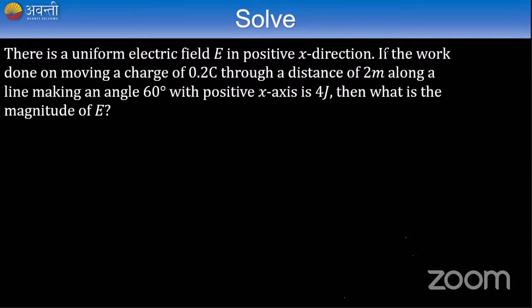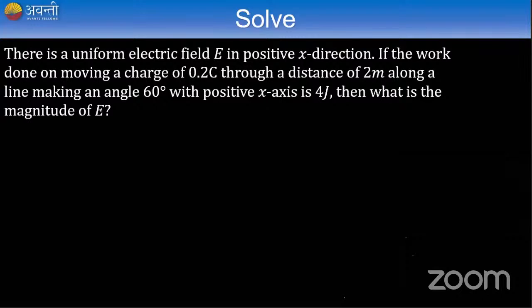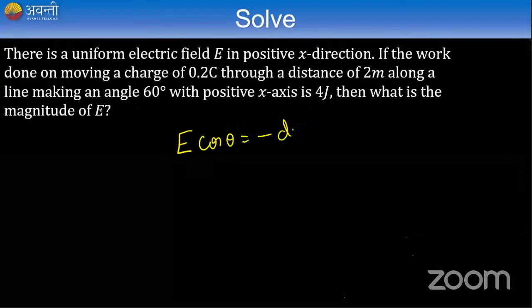There is a uniform electric field in the positive x direction. The work done on moving a charge of 0.2 coulomb, not minus 2, it's 0.2 coulomb, through a distance of 2 meters along the line making an angle 60 degrees with the positive x-axis is 4 joules. So they have given the work done for moving the charge and they have given the angle. What is the magnitude of the electric field, guys? So directly simply apply this formula. E cos theta will be equal to minus dV by dr. Apply this, you will get the answer.